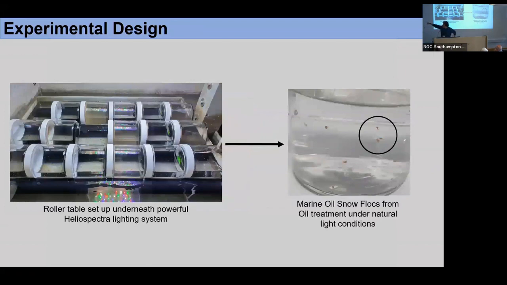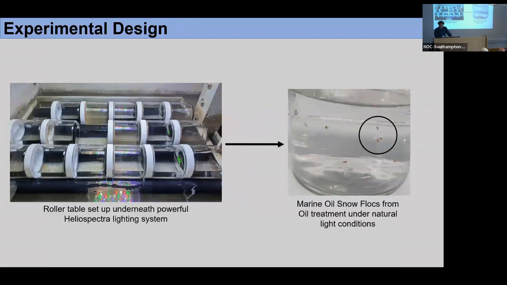You can see my bottles on the roller table, very powerful light. I wouldn't recommend looking directly into that thing. You would blind yourself. And then you can see in the bottles after a couple of days is when we started to see these little flocculants forming, which was really, really cool to see.